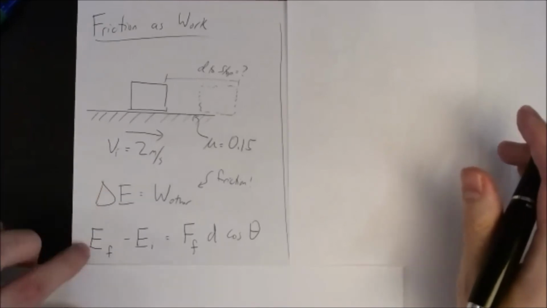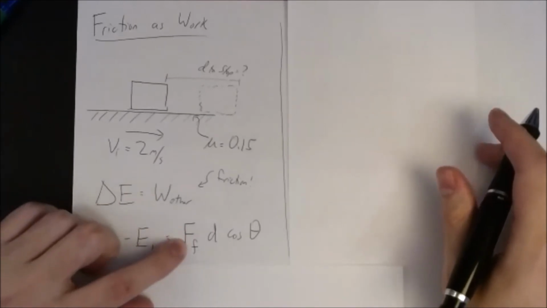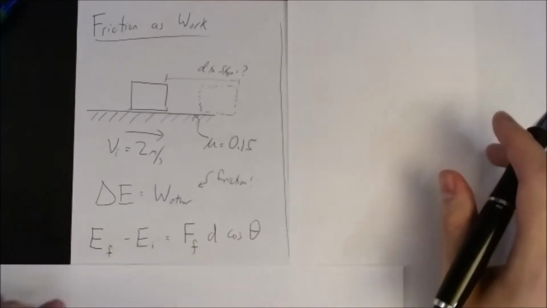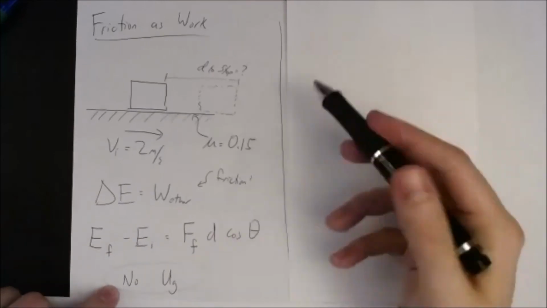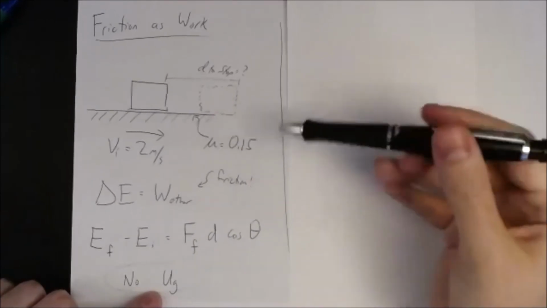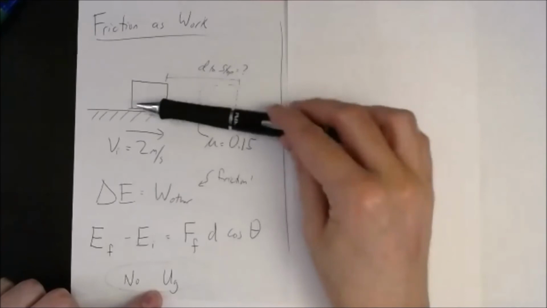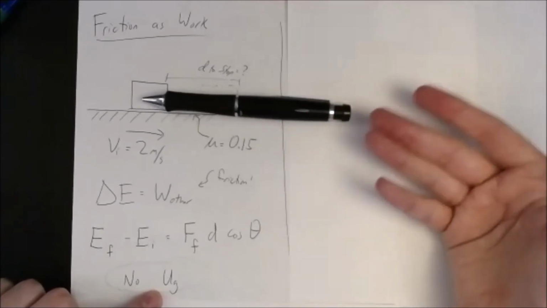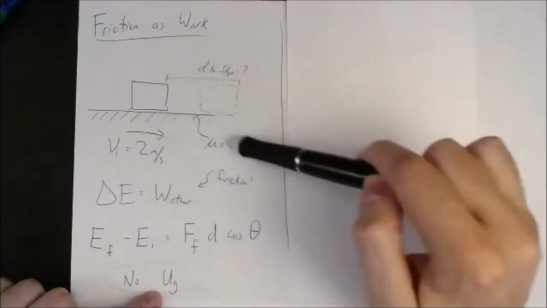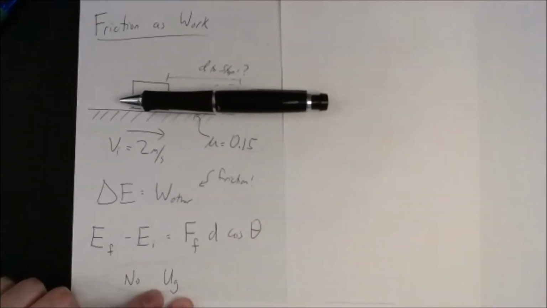I can say that delta E is E final minus E initial. And I remember from last time that work is equal to the force times the distance times the cosine of the angle between the force and the distance. Notice that in this problem, there's not going to be any kind of change of gravitational potential. We can set y to be 0 wherever we want, as always, but if we just set y to be 0 there, then it never has any gravitational potential because it never goes up, it never goes down, it just stays right there. So we can actually completely ignore gravitational potential right here.